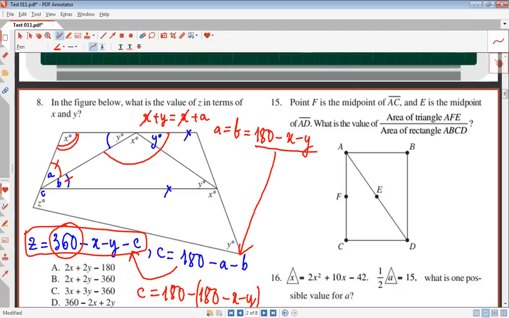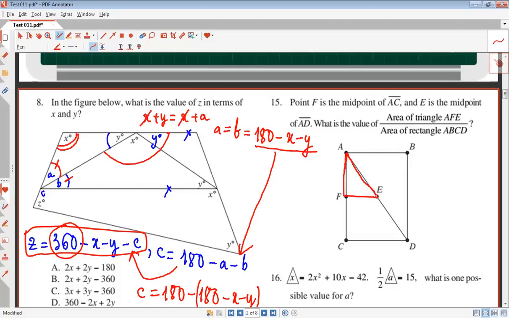Question number 15. Point F is the midpoint of segment AC, and E is the midpoint of segment AD. What is the value of this fraction? Area of triangle AFE over the area of the rectangle ABCD.